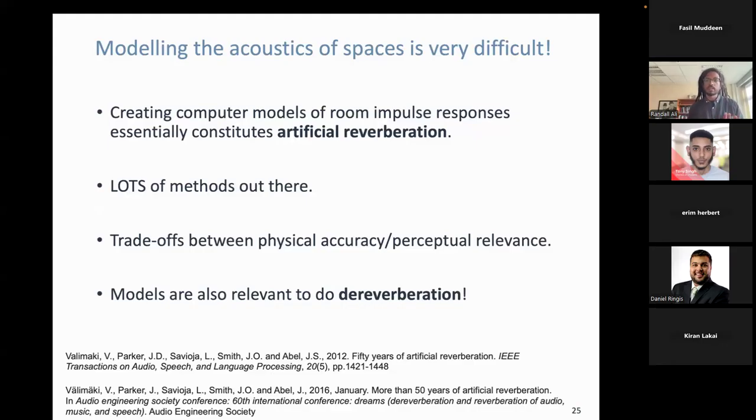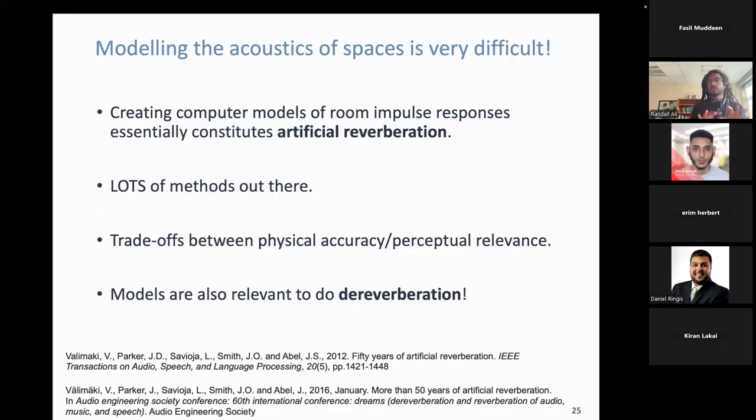So it turns out that you can get away with not having to model in detail many of the physical aspects. Once it sounds right, or sounds what we call plausible, realistic, then you're good to go. So we try to understand what the characteristics of these things are that make it sound relevant, or perceptually relevant, I should say.